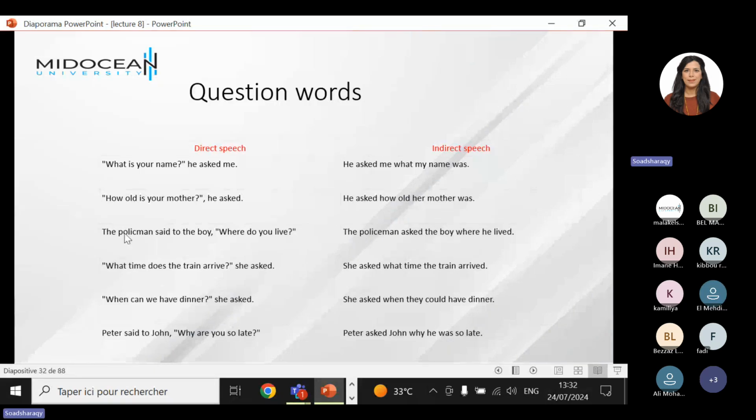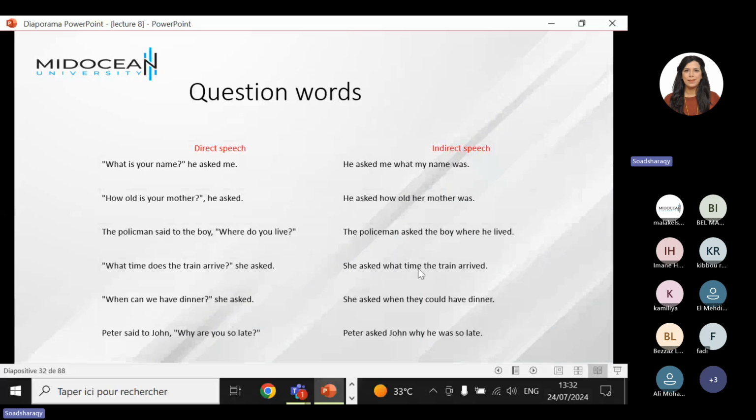Next, the policeman said to the boy, where do you live? Indirect speech. The policeman asked the boy where he lived. Next example, what time does the train arrive? She asked. She asked what time the train arrived.